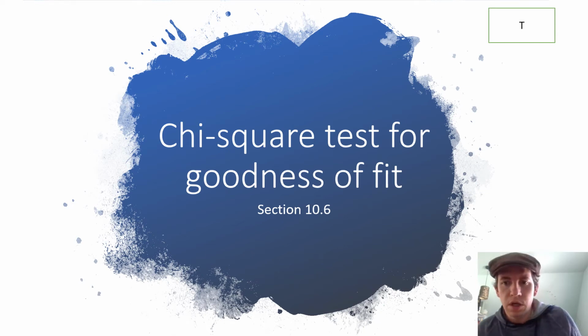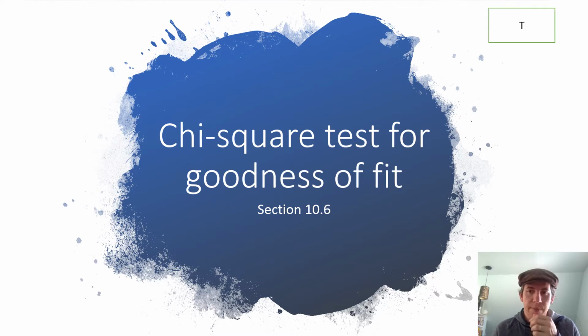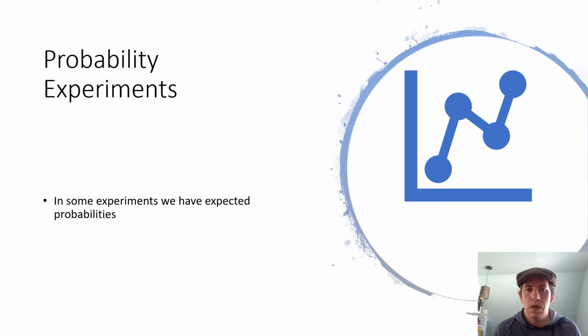Right, so today we're going to talk about the chi-square test for goodness of fit, which is really just another hypothesis test where we're going to have a null hypothesis and an alternative hypothesis and check to see whether or not we can reject that null hypothesis. This is all based primarily on probability experiments where we have different outcomes that we expect to happen, and we have some expectation on the probabilities.